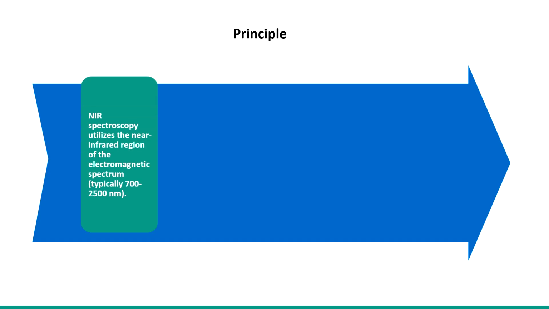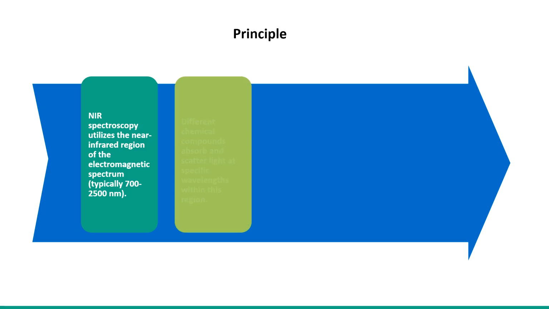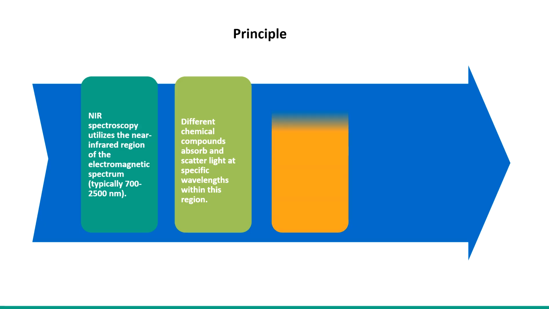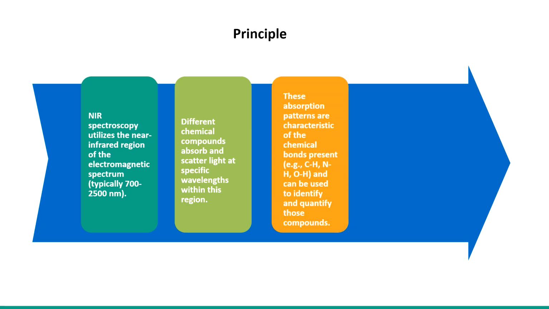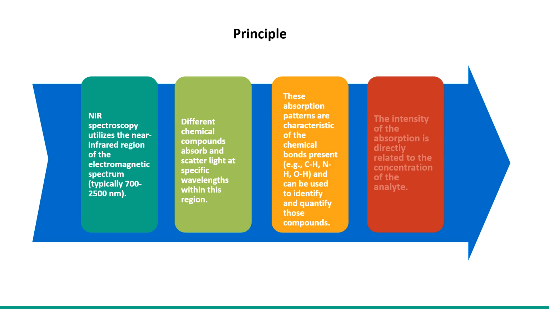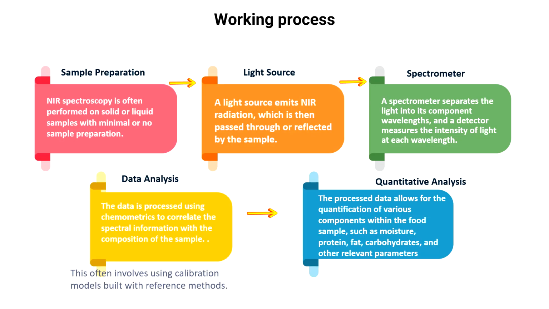Principle. NIR spectroscopy utilizes the near infrared region of the electromagnetic spectrum, typically 700 to 2500 nanometers. Different chemical compounds absorb and scatter light at specific wavelengths within this region. These absorption patterns are characteristic of the chemical bonds present and can be used to identify and quantify those compounds. The intensity of the absorption is directly related to the concentration of the analyte.